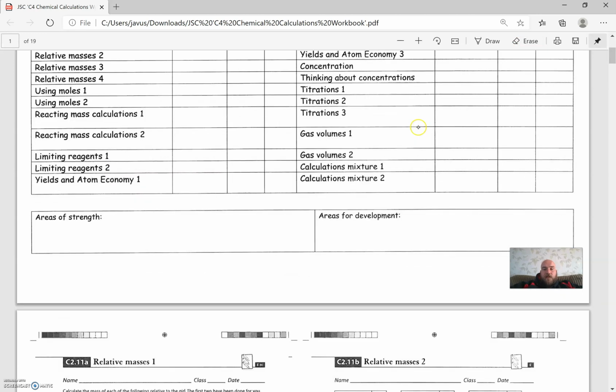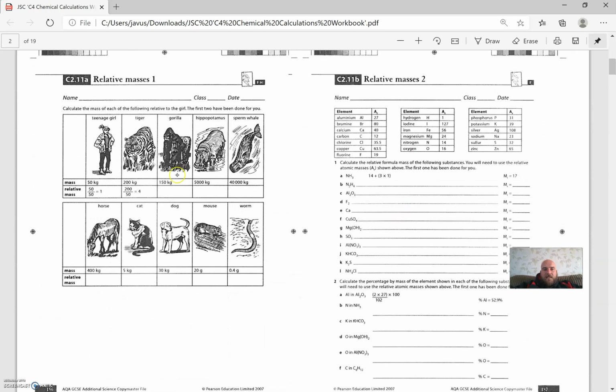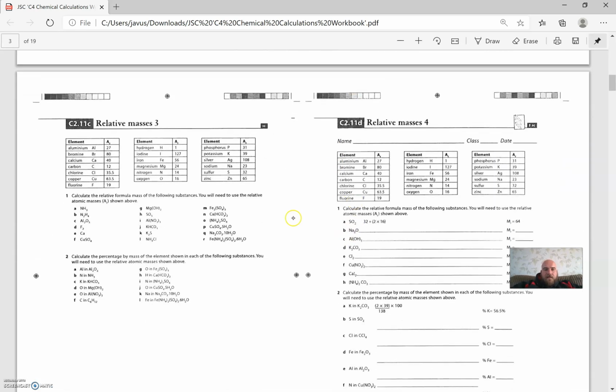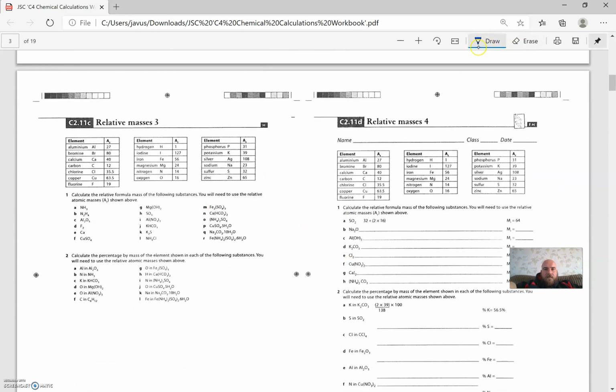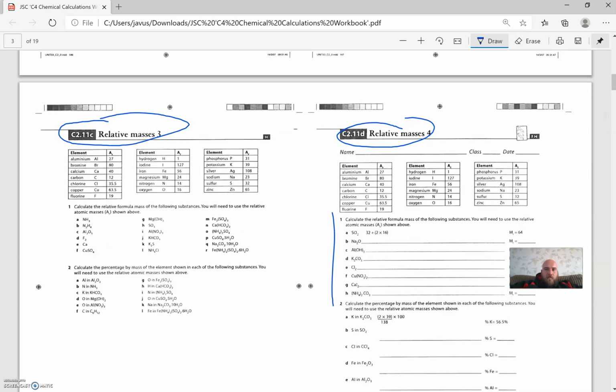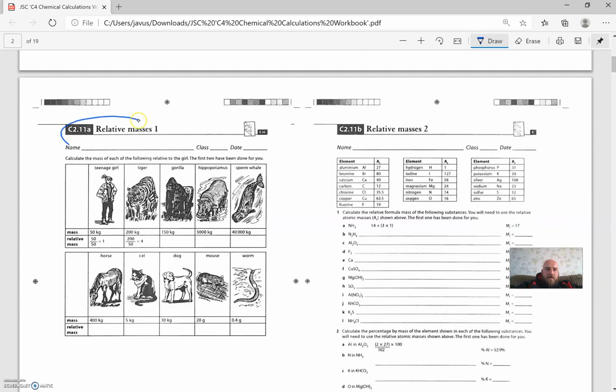It's 4 worksheets. So I'll show you what they actually look like. It's like half a page per worksheet. So it's this, that, and then these two as well. So if I just click on that: relative mass 3, relative mass 4, and then also relative masses 1 and 2 on the previous page. And I'll go through bits and pieces of them now to explain how to do it.